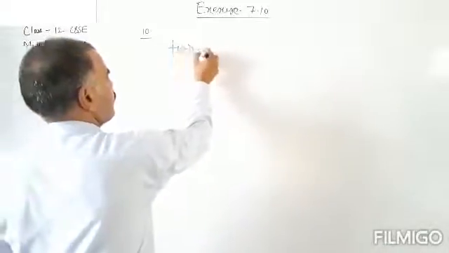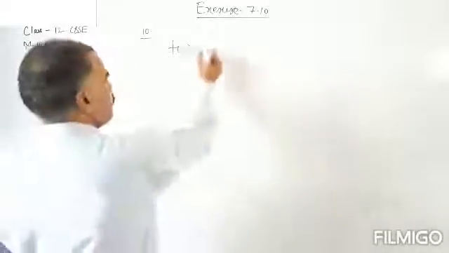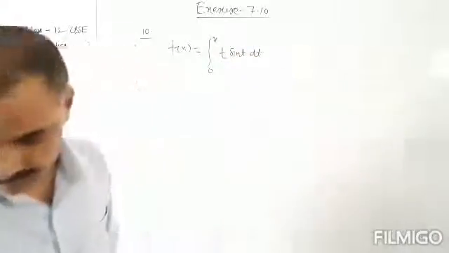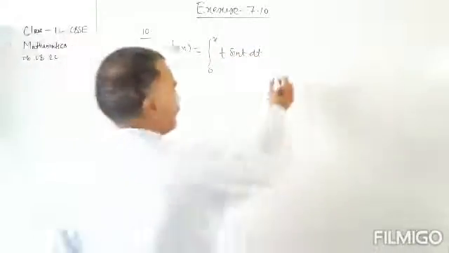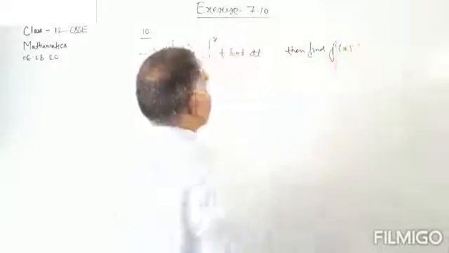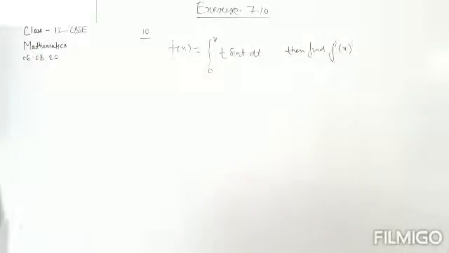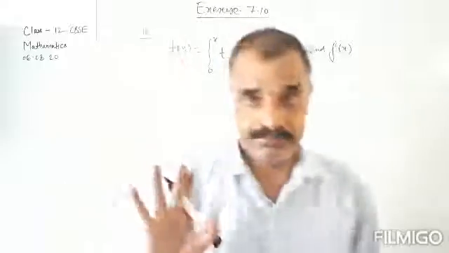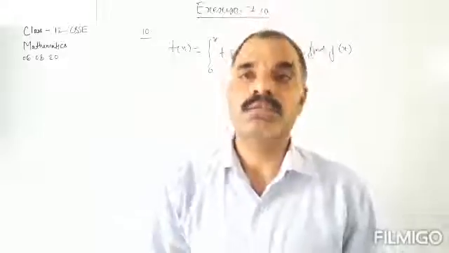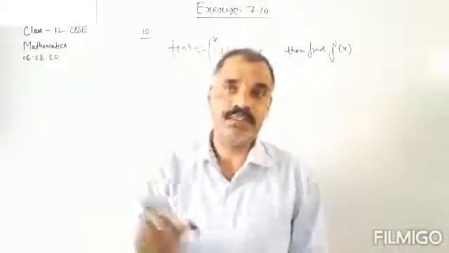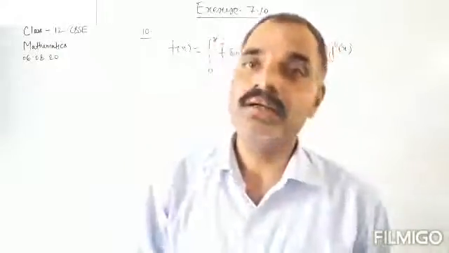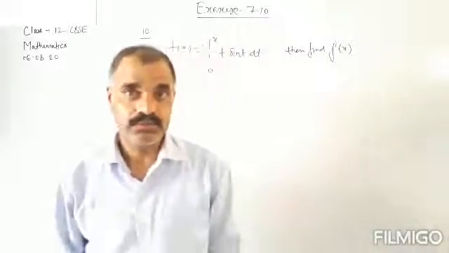The given function is f(x) equals the integration from 0 to x of t sin t dt, then find the function f dash x. Okay, what is f dash x? This question is something different from the other questions. Here f(x) is given in the form of an integration, and we have to find the derivative. That means the antiderivative is given, and we have to find the derivative. So how do we find the derivative?